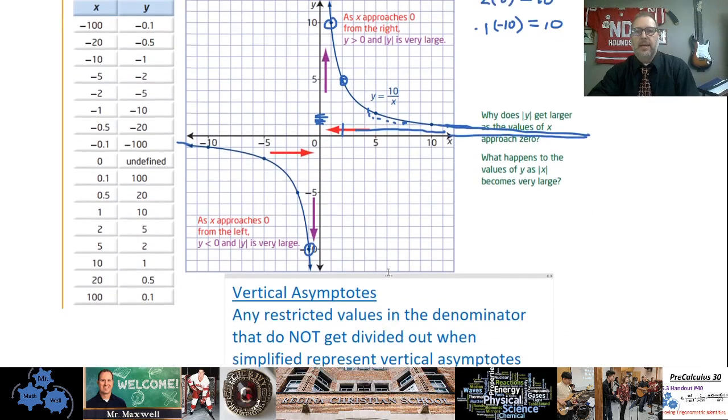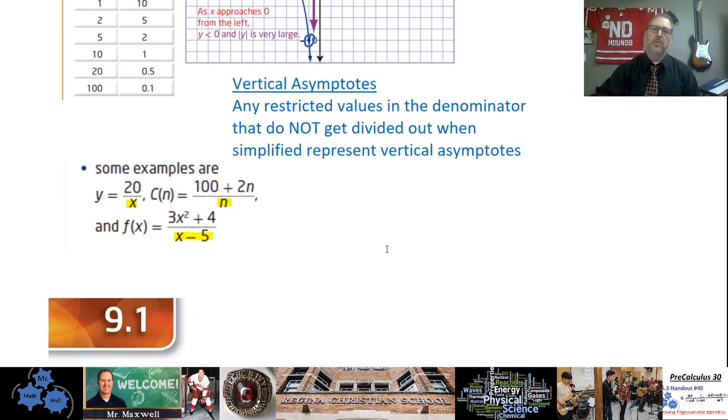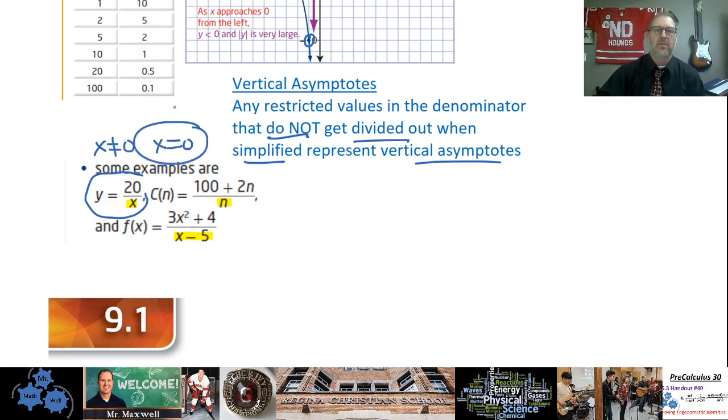Okay, let's talk about those vertical asymptotes. Any restricted values in the denominator that do not get divided out when simplified, and we'll talk about that in a few moments, represent vertical asymptotes. So these are some of those examples again. For this one right here, x cannot equal 0. So that means that x equals 0 is a vertical asymptote. Over here, n can't equal 0, so it's the same thing. N equals 0 would represent a point that would be undefined, or a section of the graph that's undefined.